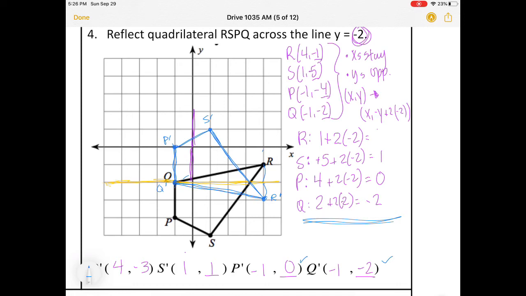So, in blue is my new transformation. So again, make sure it looks congruent. It does. That gives a good indication that it was correct, okay?